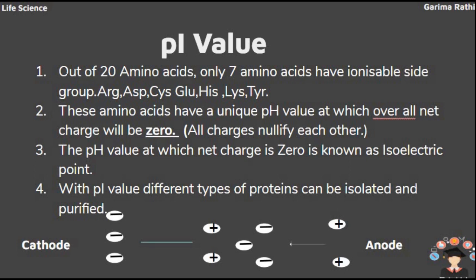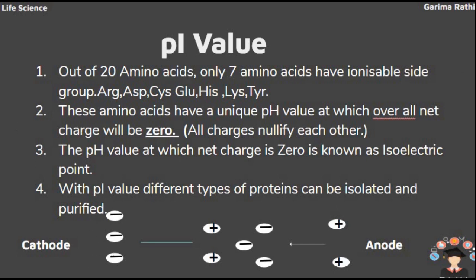There are 20 proteinogenic amino acids present in nature. All 20 amino acids have an alpha carboxylic group, an alpha amino group and a side chain. But out of these 20, only 7 amino acids have ionizable side groups. These are arginine, aspartate, cysteine, glutamate, histidine, lysine and tyrosine. Except these, all 13 amino acids have non-ionizable side groups.